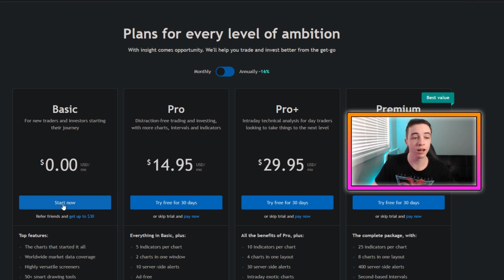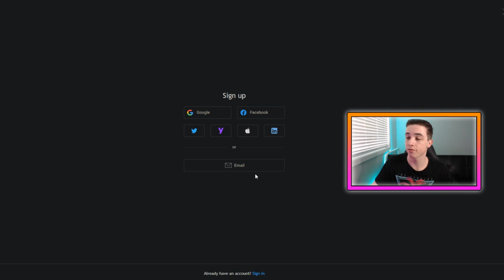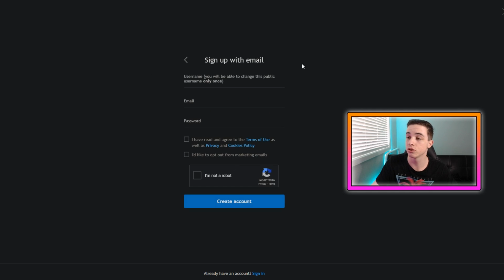So if you click start now on this $0 a month free version, it'll take you to the sign up page here. And you can sign up with a Google account, Facebook account. Almost commonly, it's probably easiest to just sign up with your email here. So if you click here, it will take you to this little sign up login page. You just put your email in, you set your password, and then click create an account, and that will take you to your new account.